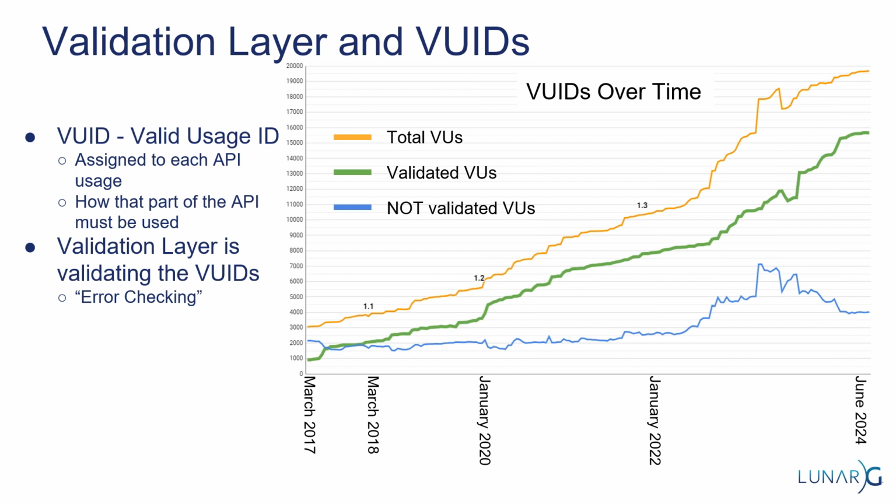So the yellow line shows the growth of the VUIDs over time as they're coming out of the Vulkan working group and the specification updates. The green line are those that are actually validated by the validation layer. And the blue line is where we still haven't been able to get validation complete. So what you want to see is the gap between the blue line and the green line get wider. We're going in the right direction.